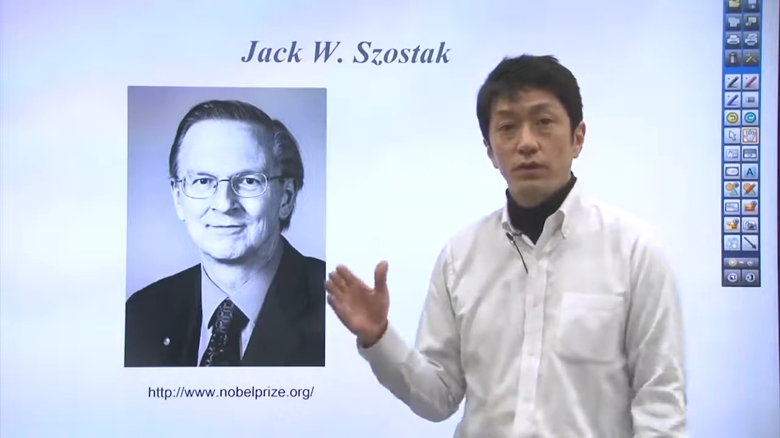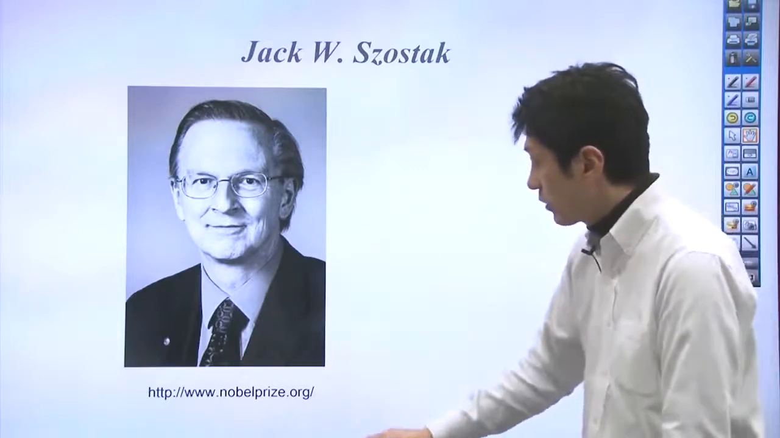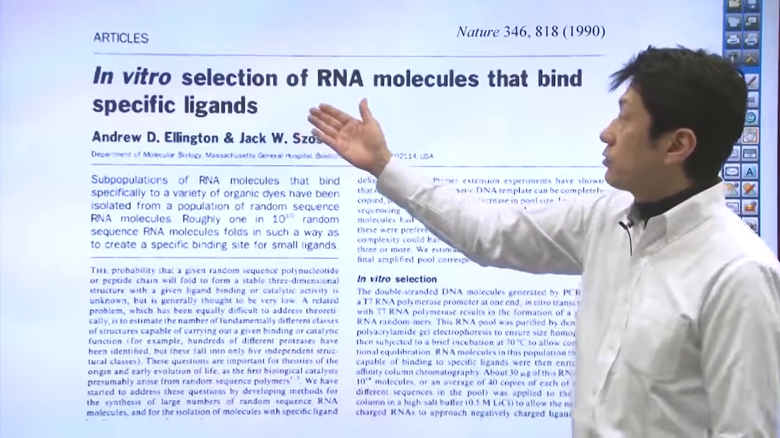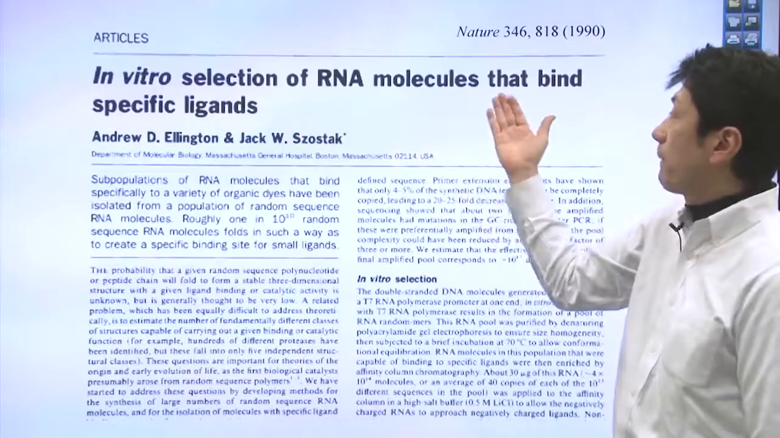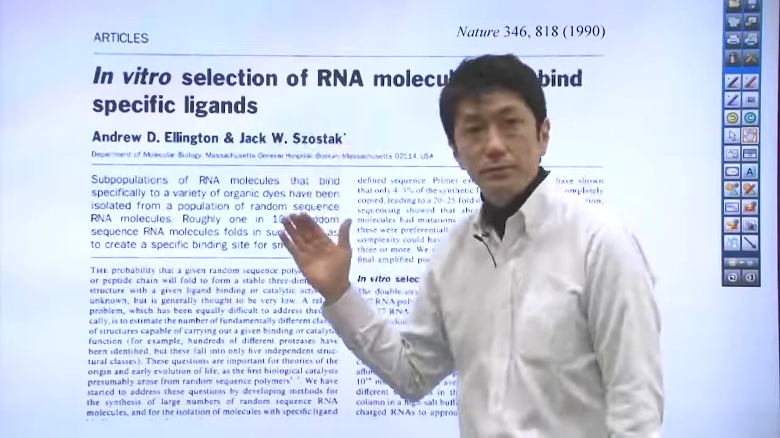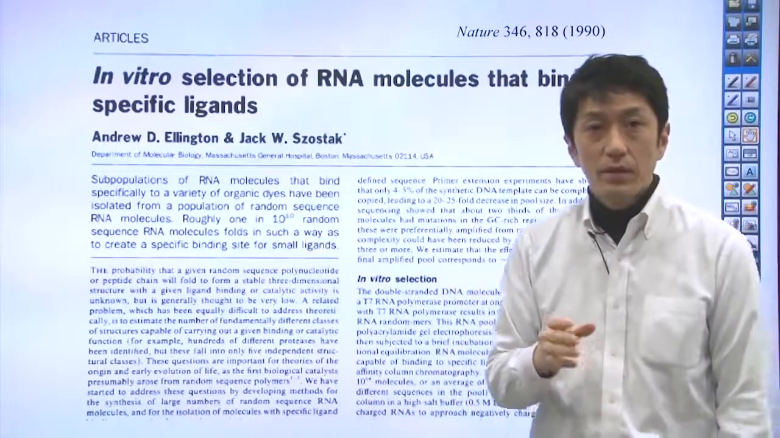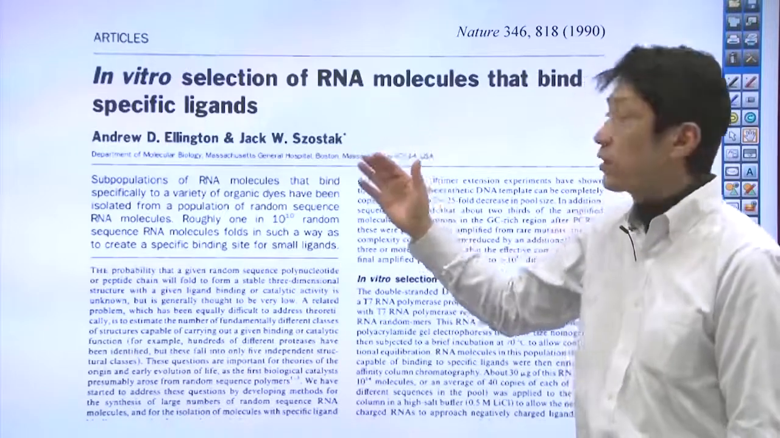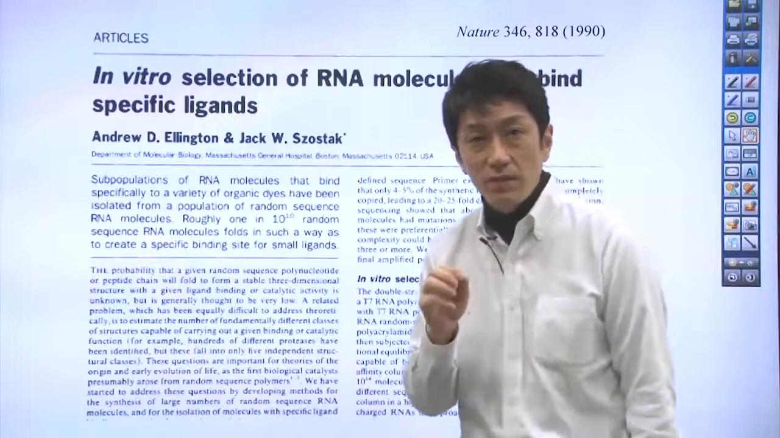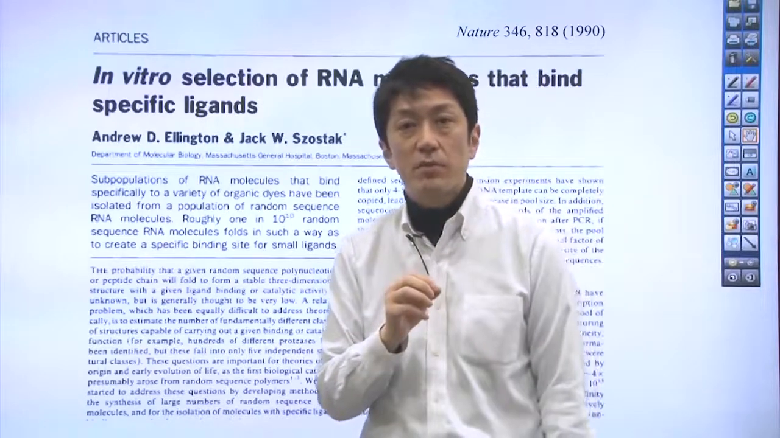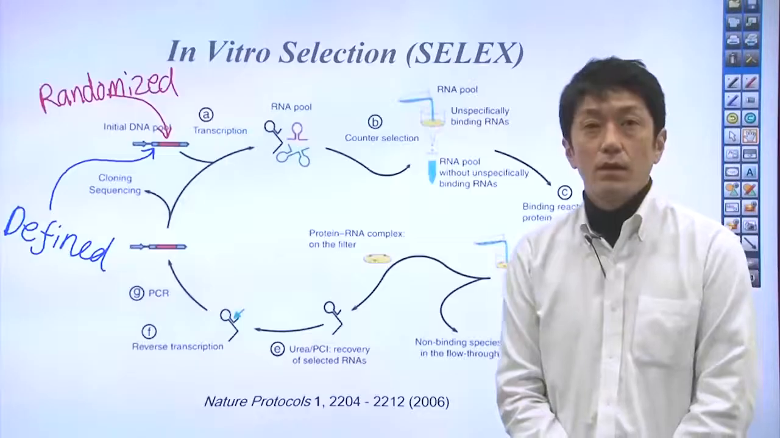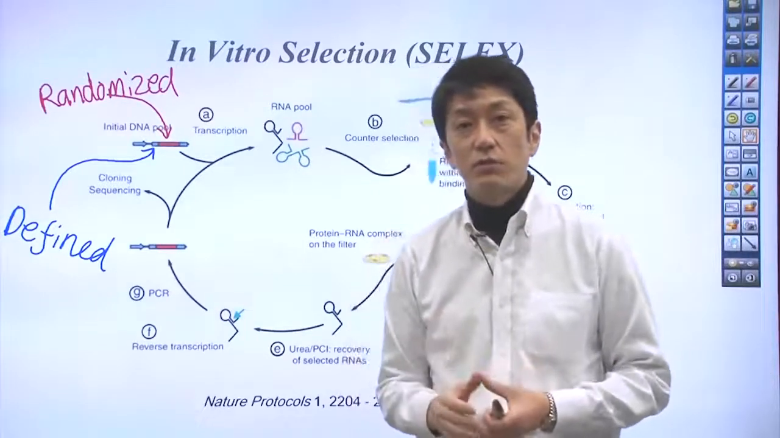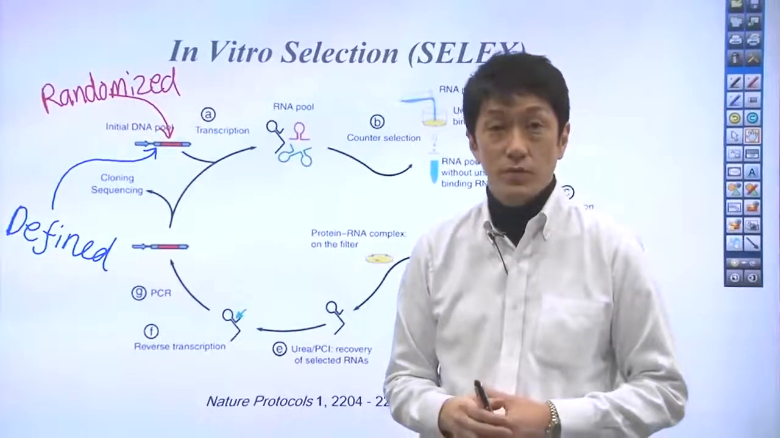I will show you the Nature paper, very famous in the field. It says, "In vitro selection of RNA molecules that bind specific ligands." Today, his method is called the in vitro selection method, or SELEX, systematic evolution of ligands by exponential enrichment. In vitro selection, or SELEX, uses successive cycles of RNA selection and amplification.